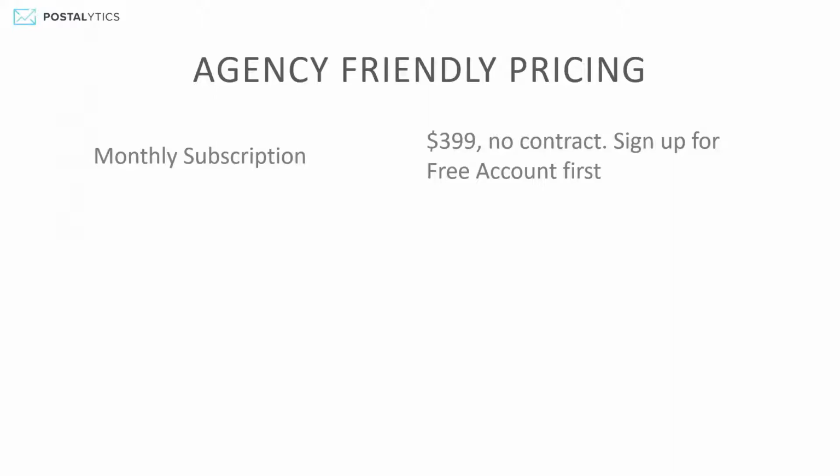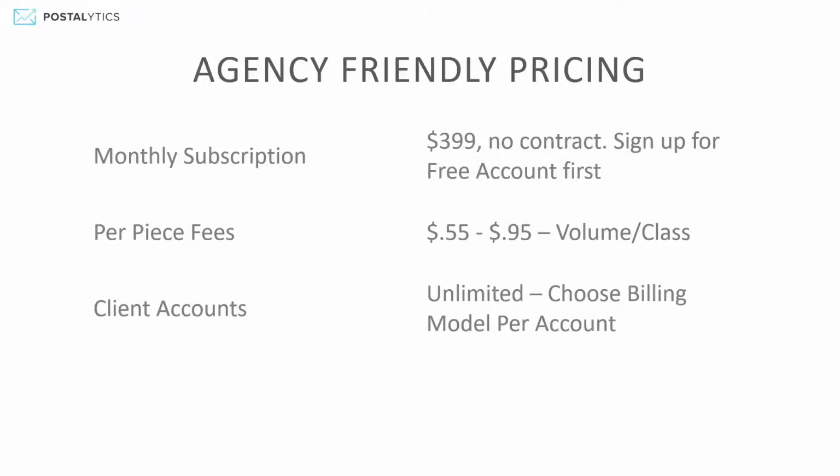The per piece fees, as I mentioned, are the same as our Pro plan. So these are our best per piece fees, starting at 55 cents and going up from there. And these will vary based on the volume that you're sending and the class of mail. So if you're sending first class mail or standard class mail, there's different price points. All of it is laid out on our website. It's all right there. We're not trying to hide anything for everybody. It's very transparent.